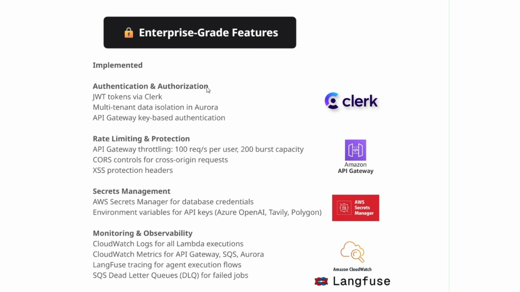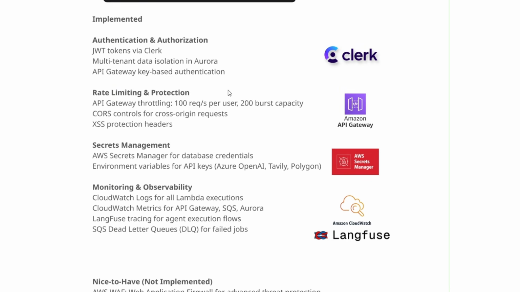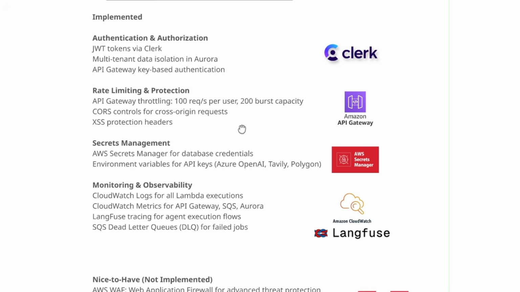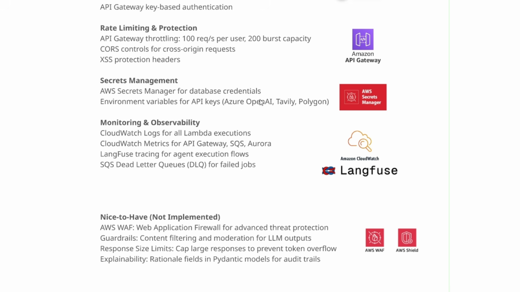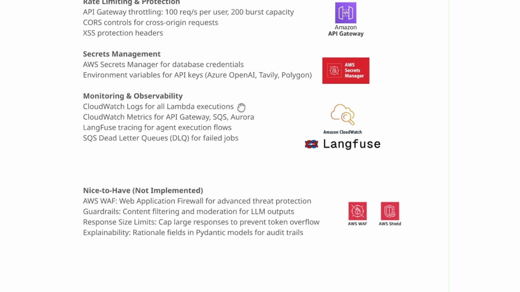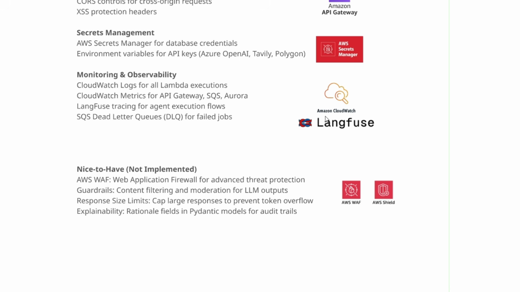Alright, here are some of the features that make my project enterprise grade. Firstly, I implemented authentication with Clerk and rate limiting with the help of API Gateway. And I stored my database credentials in AWS Secrets Manager. And for monitoring purposes, I used Amazon CloudWatch and LangFuse for tracing.